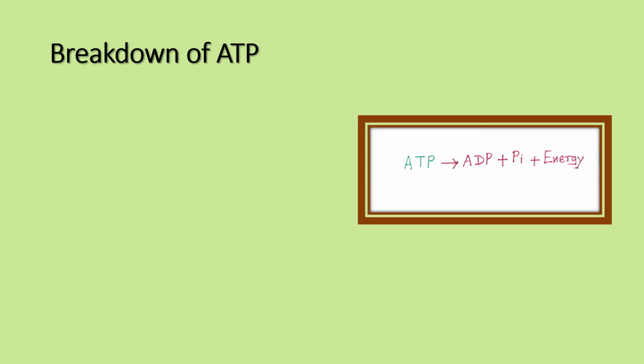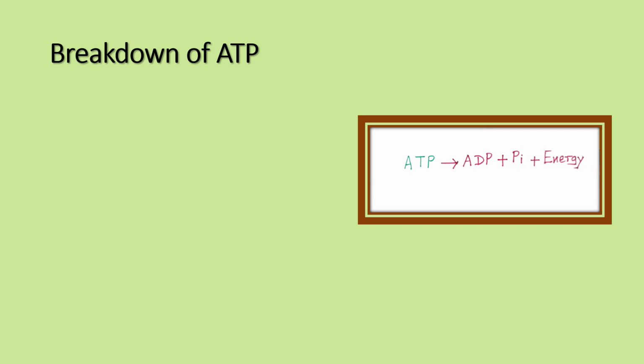Breakdown of the ATP gives the immediate energy source. The ATP is converted to ADP, inorganic phosphate and energy. This energy is utilized for a few seconds. Within a few seconds, all the stored energy is utilized.